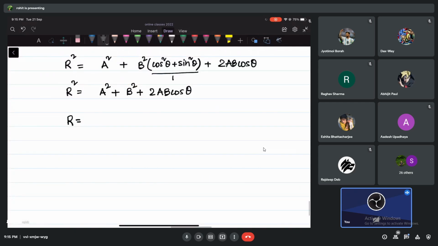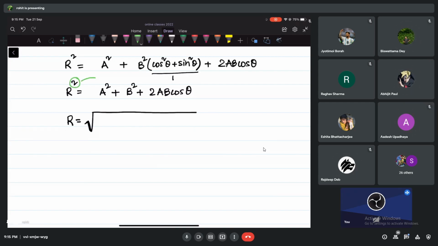Then root over, right? Because the square can be taken on the other side, no? On the other side, the square will become square root. I think you know this one, right? I can take this square on the other side and it can become what, guys? Square root. So what will I get? R equals square root of A square plus B square plus twice AB cos theta. The final thing I want to speak is this. Okay, this is not yet over.